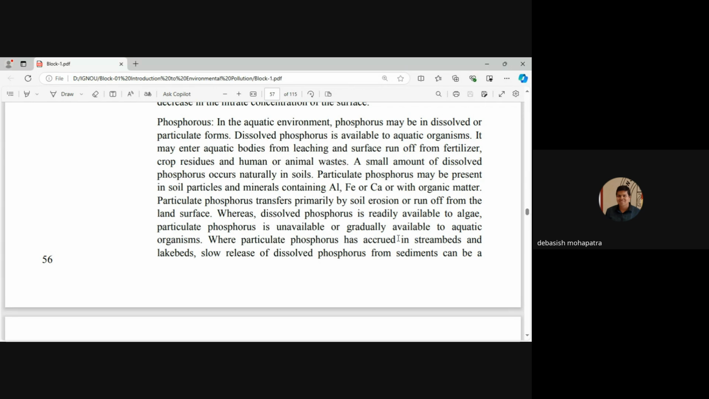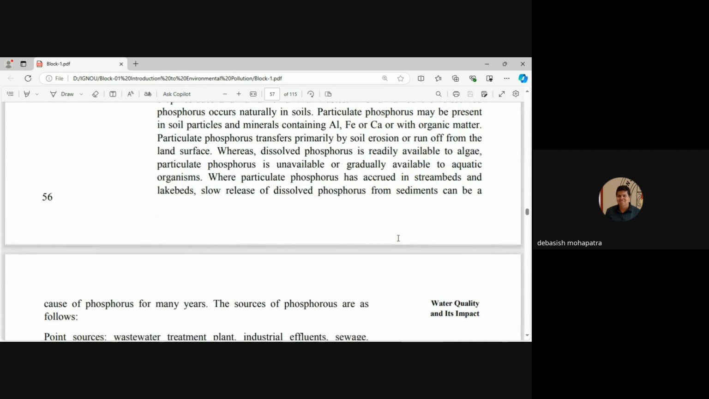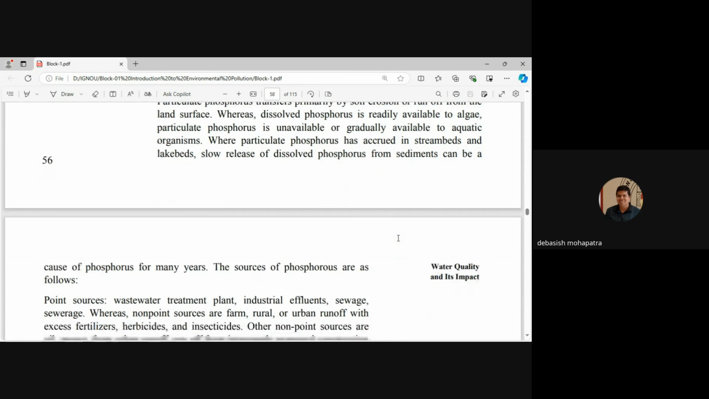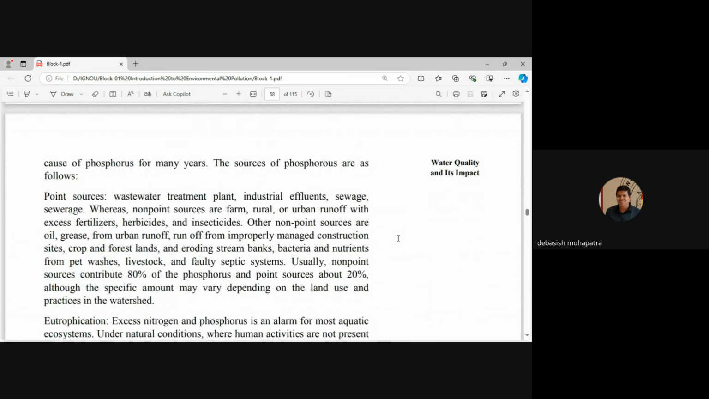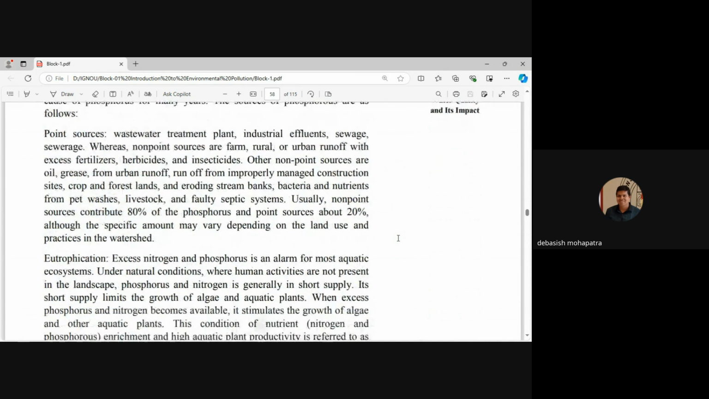Where dissolved phosphorus is readily available to algae, particulate phosphorus is unavailable or only gradually available to aquatic organisms. Particulate phosphorus occurs in stream beds and lake beds, and the slow release of dissolved phosphorus from sediments can be a source of phosphorus for many years. The sources of phosphorus are as follows. Point sources are wastewater treatment plants, industrial effluents, sewages, and sewers, whereas non-point sources are farm, rural or urban runoffs with excessive fertilizer, herbicides, and insecticides.